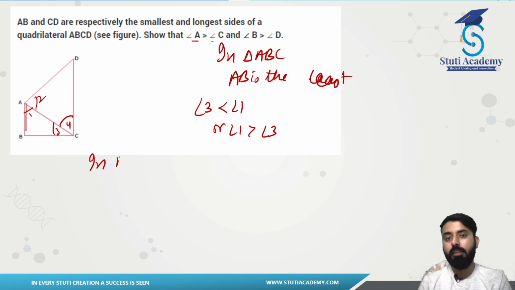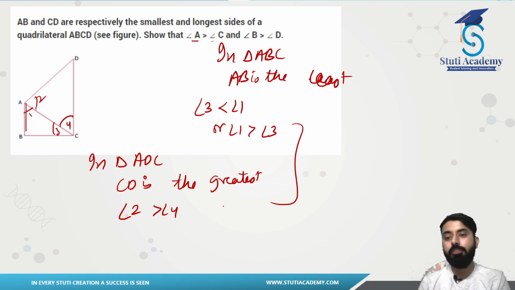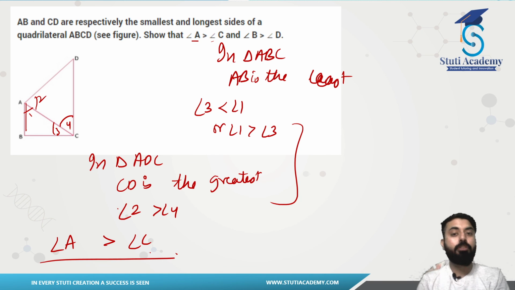Similarly, in triangle ADC, I know CD is the greatest. If CD is the greatest, then the angle opposite to the greater side is greater. Then angle 2 is greater than angle 4. Add these two. Angle 1 plus angle 2, you will have angle A. Angle 3 plus angle 4, you will have angle C. So angle A is greater than angle C. So this is what you had to prove.